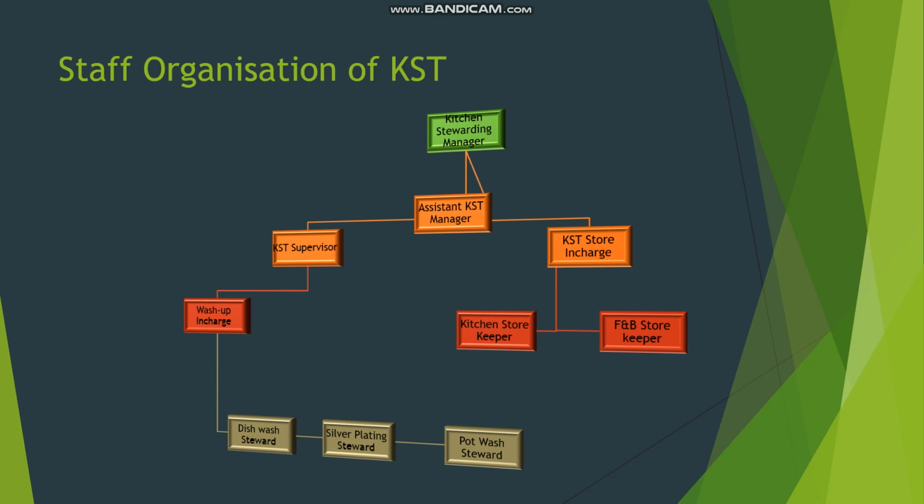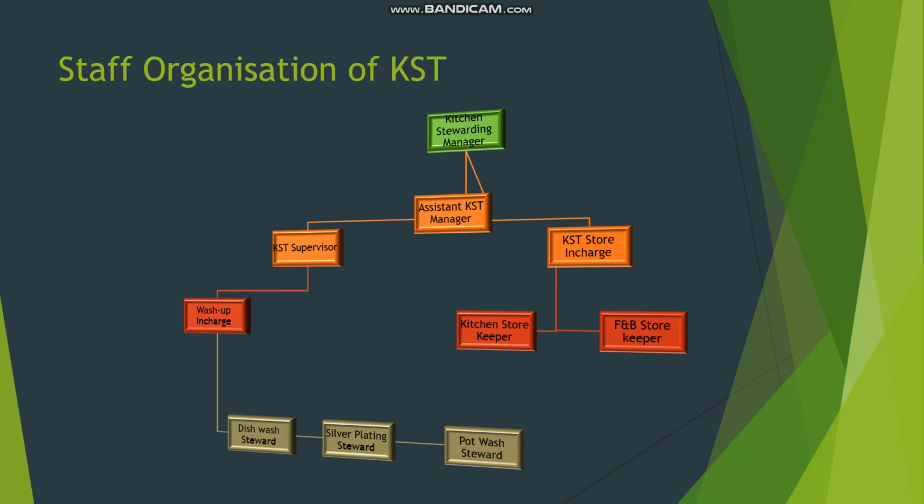Let's understand the staff organization of KST. KST is not a very big department, and so there's the hierarchy as you can see. Kitchen stewarding department is headed by the kitchen stewarding manager. Then under him you will find assistant KST manager. Under KST manager you can find KST supervisor, who will be managing the wash up of all the utensils and everything. And there's another supervisor who is KST store in charge. So there are two supervisory positions.